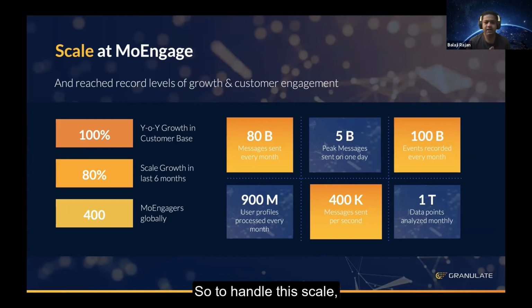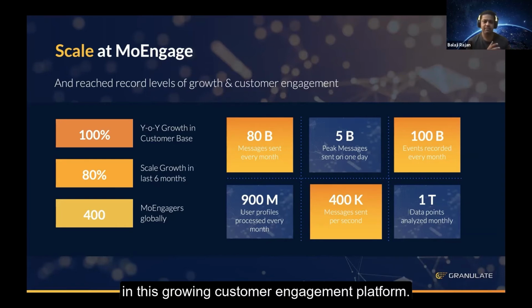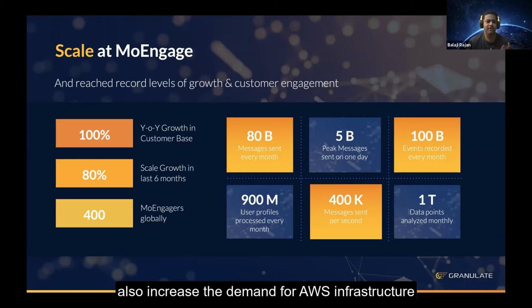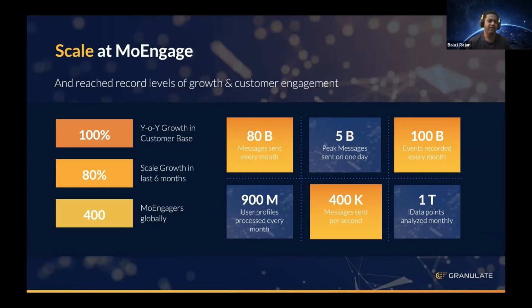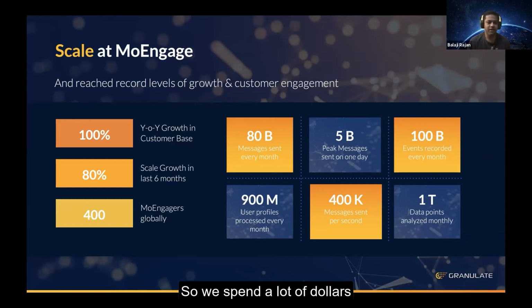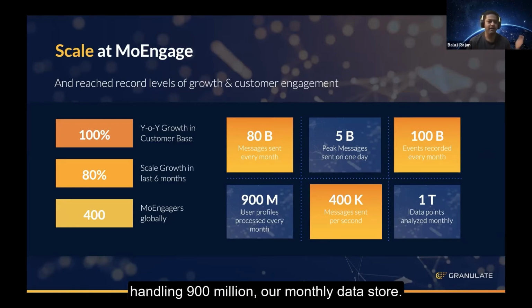To handle this scale, we heavily rely on AWS, as a market leader in this growing customer engagement space. With the rapid growth, the demand for AWS infrastructure also increased, raising the cost, especially the CPU cost. We spend a lot of dollars on CPU and computation to deal with this massive data scale, handling 900 million monthly data stores.